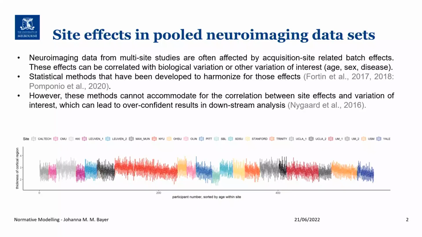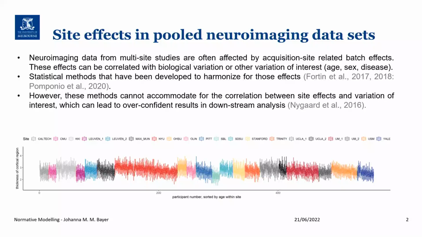The background for this project is that there's a trend toward collecting large neuroimaging data sets by pooling data across studies. However, data sets that have been created in such a way often contain site effects or batch effects. Unfortunately, these effects can be correlated with biological variation or other variation of interest, for example, age, sex, and site. Because this problem is well known, statistical methods have been developed to harmonize for these effects. The most prominent of those is the ComBat approach. However, these methods cannot accommodate the correlation between site effects and variation of interest, which has been shown to lead to overconfident results in downstream analysis.